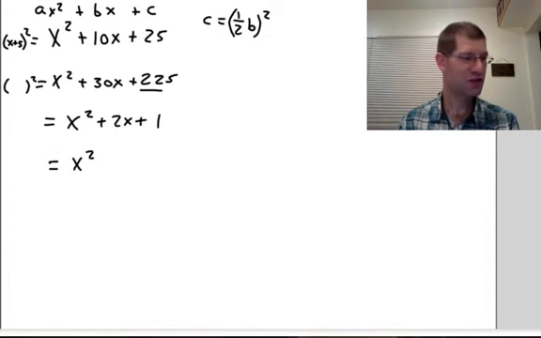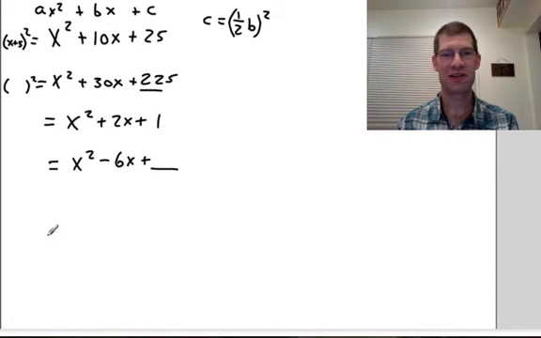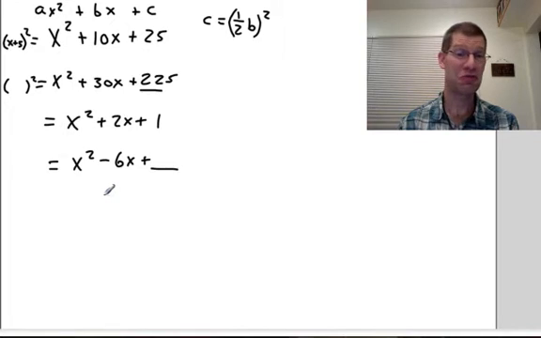If we had an x squared minus 6x, it's still going to be plus. We're always adding some number here at the end. Half of the minus 6 is a minus 3. Negative 3 times itself is a positive 9. So x squared minus 6x plus 9.